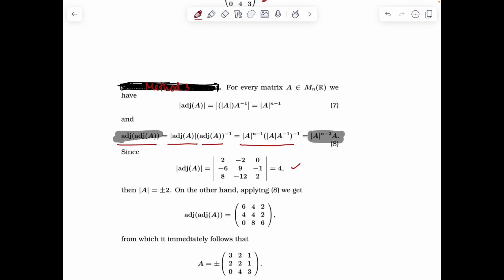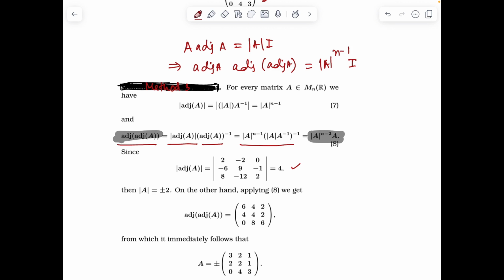This result can also be derived differently. We can write A times adjoint of A equals determinant of A times I, the most powerful theorem. Now replace A with adjoint of A. So adjoint of A times adjoint of adjoint of A is determinant of adjoint of A, which is determinant of A to the power n minus 1, times I.